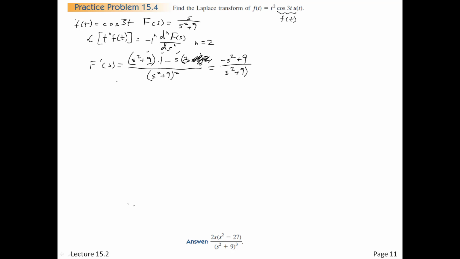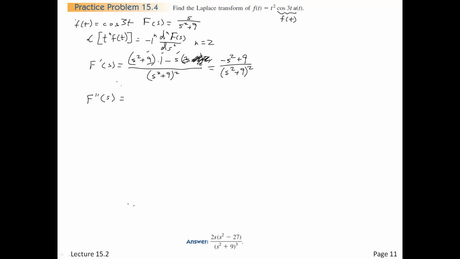over s squared plus 9 squared. One thing about all this stuff is, as I've said before, it's math intensive. So you just have to be careful. There's just a lot of steps where things can go wrong, as always.